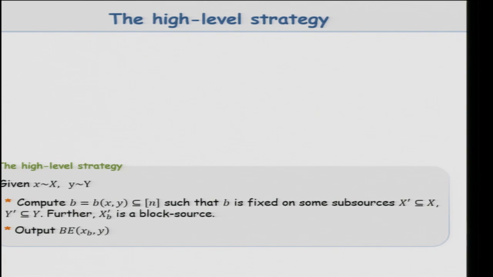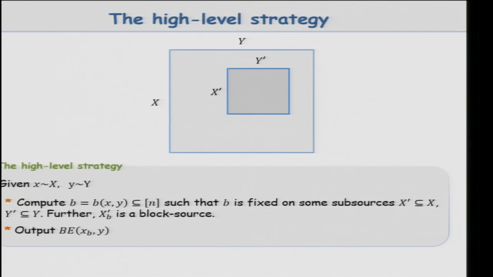So just in a pictorial way, this is x and y. It's kind of the joint distribution of x and y. The high-level strategy will be to find, for the analysis, a subsource of x, which we call x prime, and a subsource of y, which we call y prime. Notice that if you take two subsources of two independent sources, respectively, then they are also independent, because they are just subsets. So again, it's like this rectangle thingy.